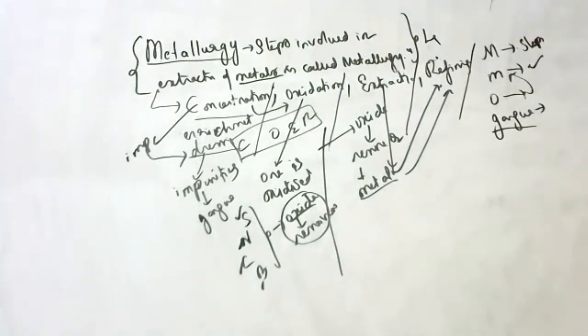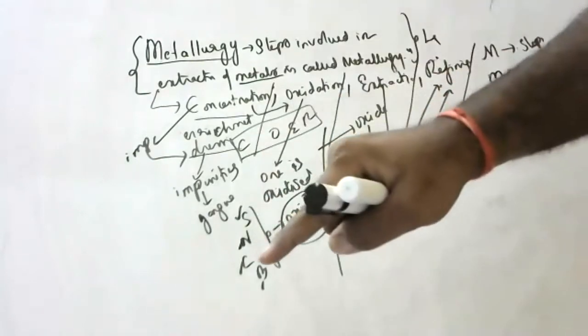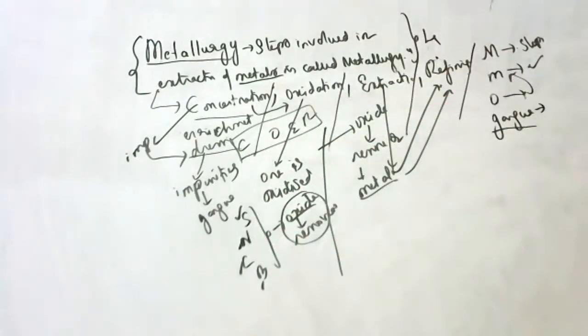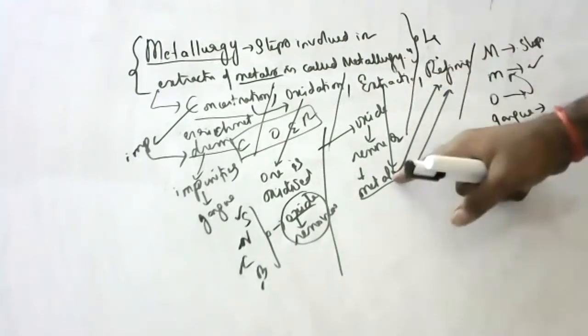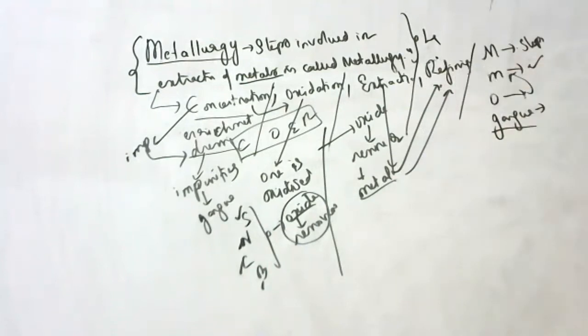And now in oxidation, what will we do? We'll convert the ore into oxides. Why only oxide? Removal of oxygen is easy. In the third step, what will we do? We'll remove the oxygen and we'll get the metal. In the fourth step, we'll refine the metal.